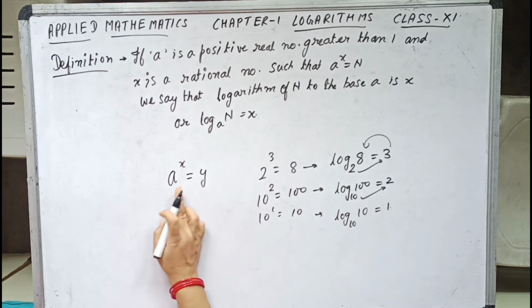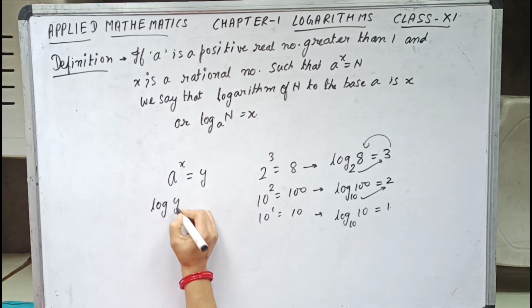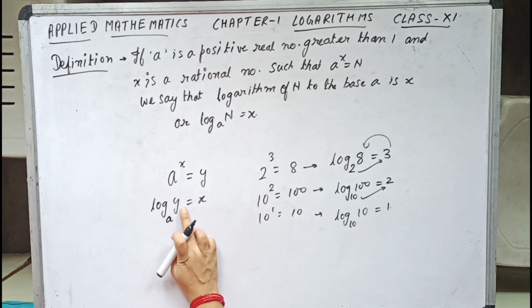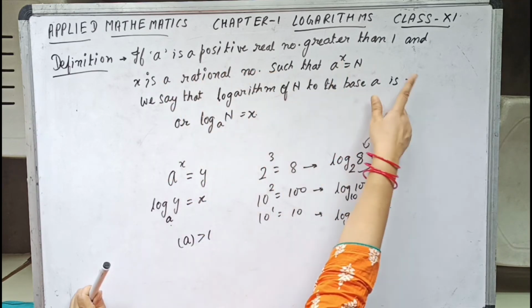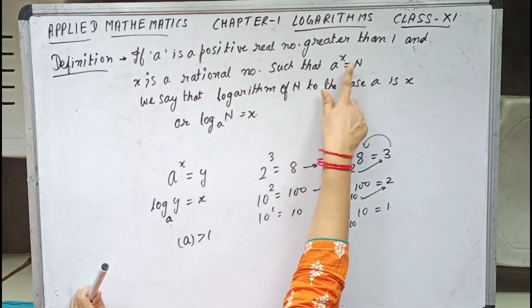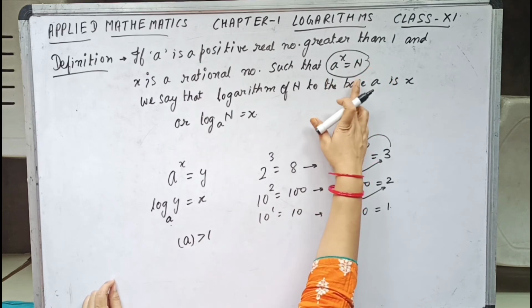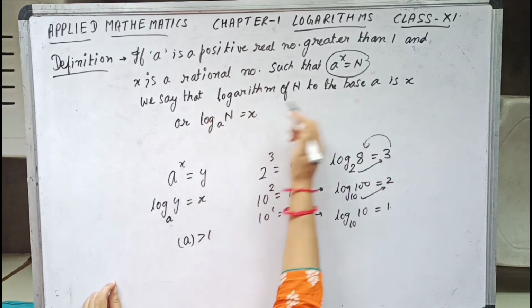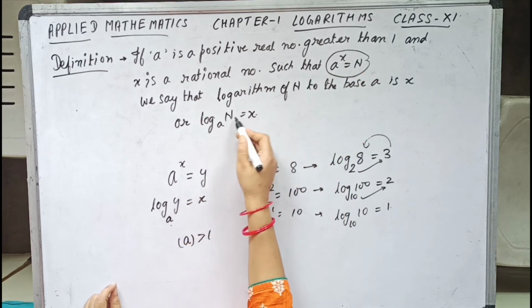Similarly, if you want to write this in the form of the logarithm, how will we write? Over here log of the result, over here the base, and over here the power. So x is equal to log of y base a. Let us go to the definition now. If a is a positive real number greater than 1 and x is a rational number such that a power x equals n, here a power x is written in the form of the exponent, a power x equals n, we say that the logarithm of n to the base a is x.